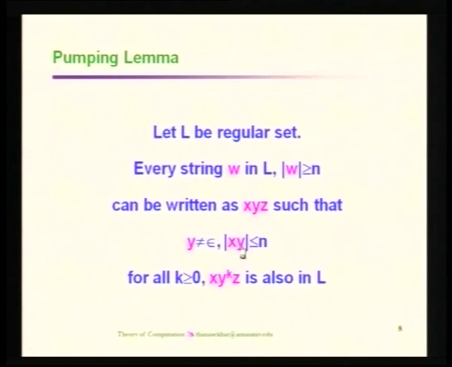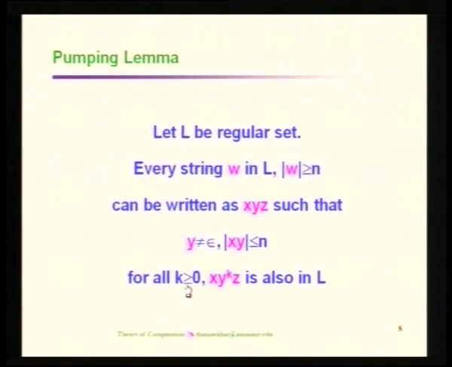So, that is why we are having |xy| less than or equal to n. Now, if you find that x, y, z is going to be a split for this w with all these conditions satisfied, that is y is not equal to epsilon and the length of xy is less than or equal to n, then the very important thing which you have to prove here is, you push or pump this y any number of times.